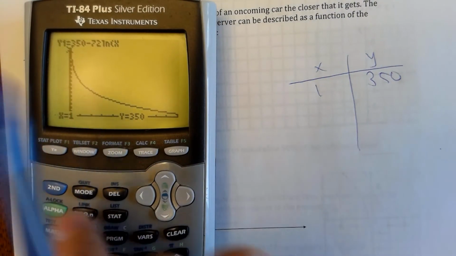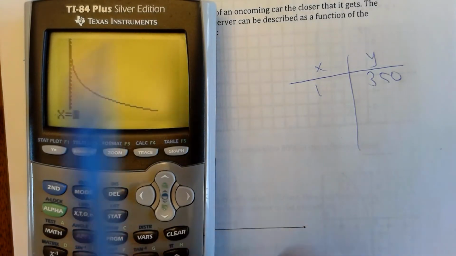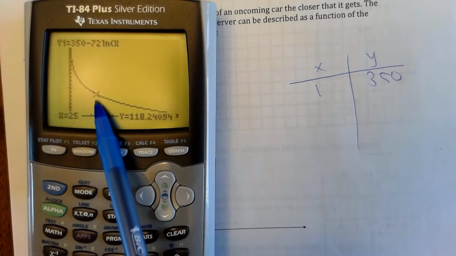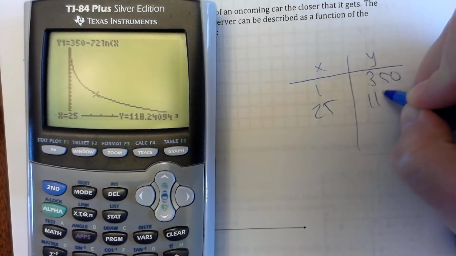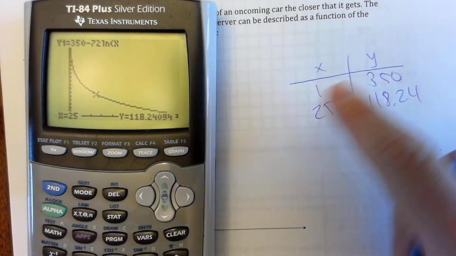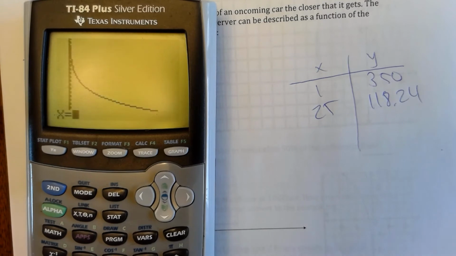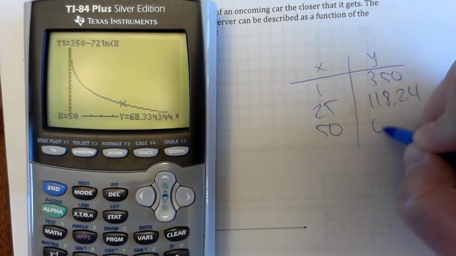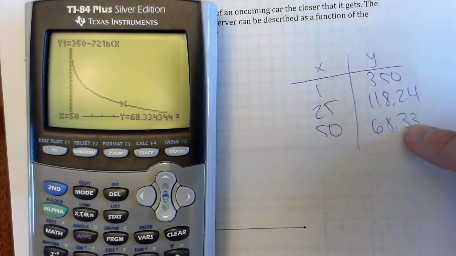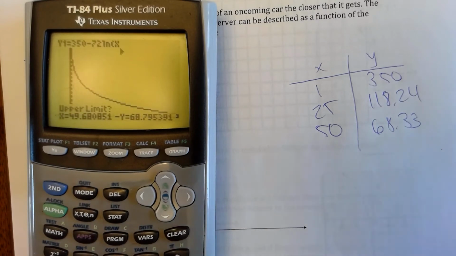Let's try another one, maybe around here somewhere. So second trace, 1. When x is, let's try 25. Yeah, okay, right there, not bad. Y is 118.24. Now, these values don't matter. I'm just making up values so that I have enough that I can graph it. When x is 50, okay, a little further, great. 68.33. And these decimals don't really matter either because you're not going to be able to see the decimals when I graph it. Let's try one more, 75, and let's call it a quit.